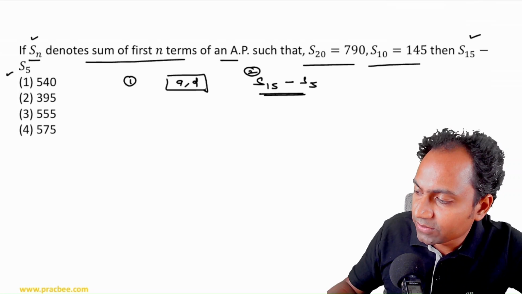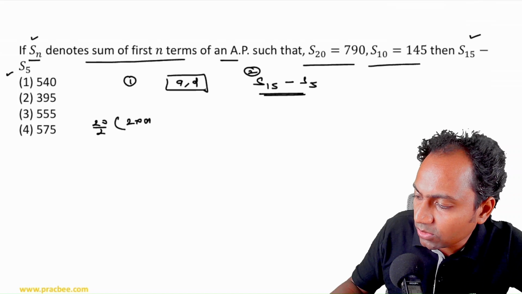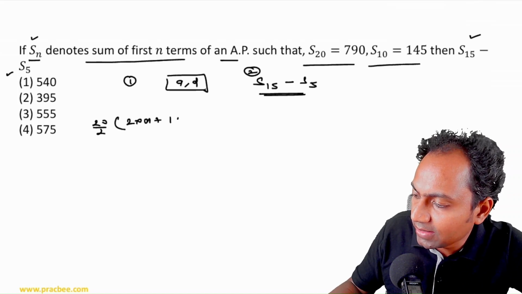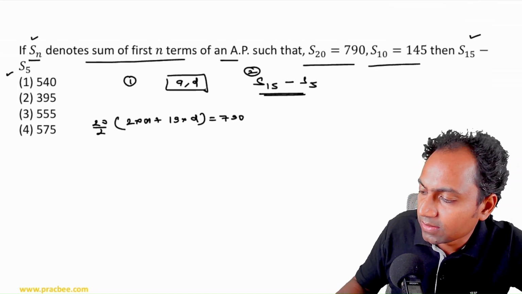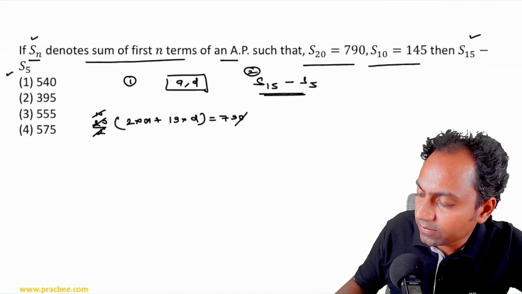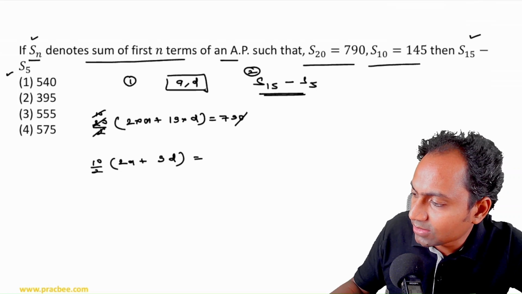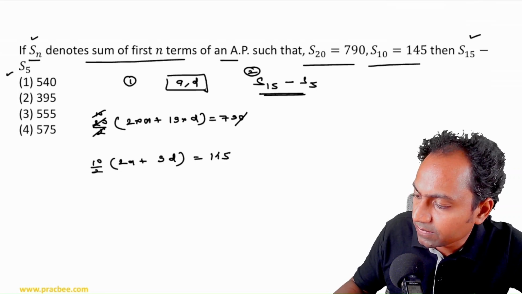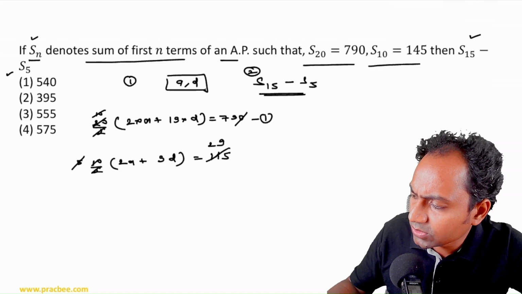In order to find the first value, what you can see is 20 by 2 into twice of A plus 19 into D. This value is given as 790. So if I cancel this out and simplify this, this is what I am getting. For the second part, if you write for 10 terms, 10 by 2 into twice of A plus 9D. This value is given as 145. So I can cancel this out. There is a 5 term. It will be 29. And now you can see that we have two equations, first and second.